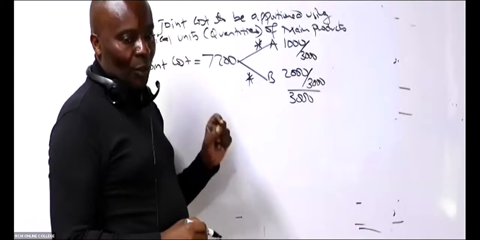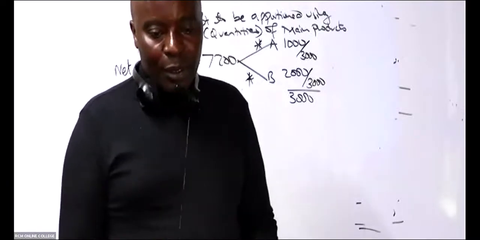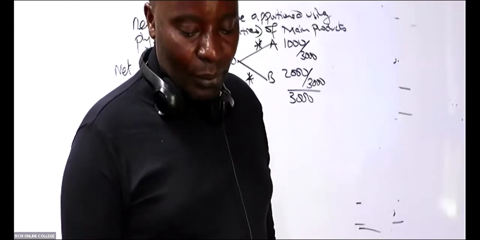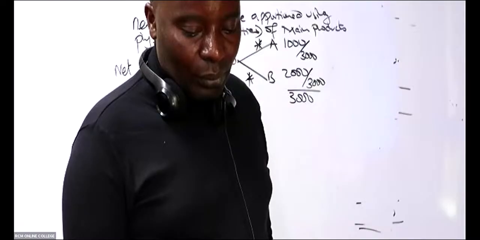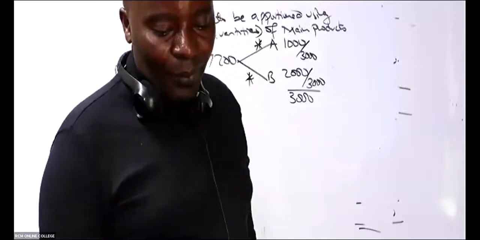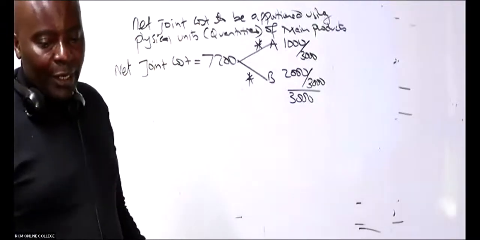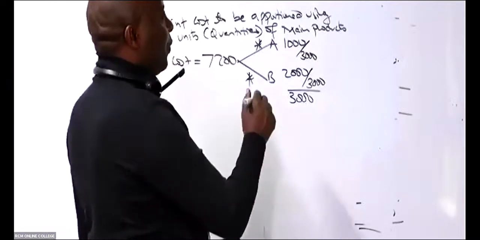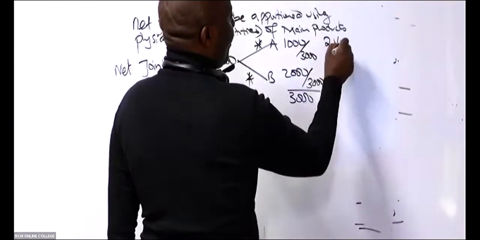Are they selling prices? No, don't use them, it will be biased. You can see here, product A is 1,000 kilograms. The selling price is the one that is 5 Kenya shillings. All right, no problem here. So I'm being told that the first one is 2,400. Is that okay?